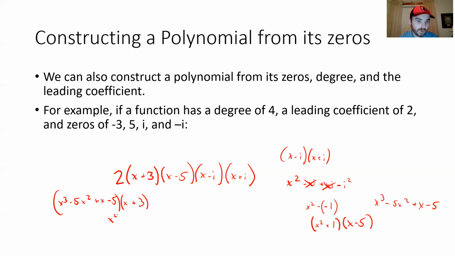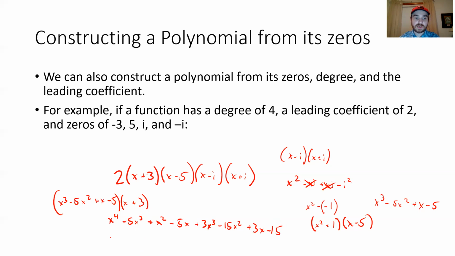So I'd get x to the 4th, x times x cubed, x times negative 5x squared is minus 5x cubed. X times plus x is plus x squared. X times a minus 5 is minus 5x. And then we'll do the 3 all the way through. So we've got plus 3x cubed. Then we've got minus 15x squared plus 3x minus 15.